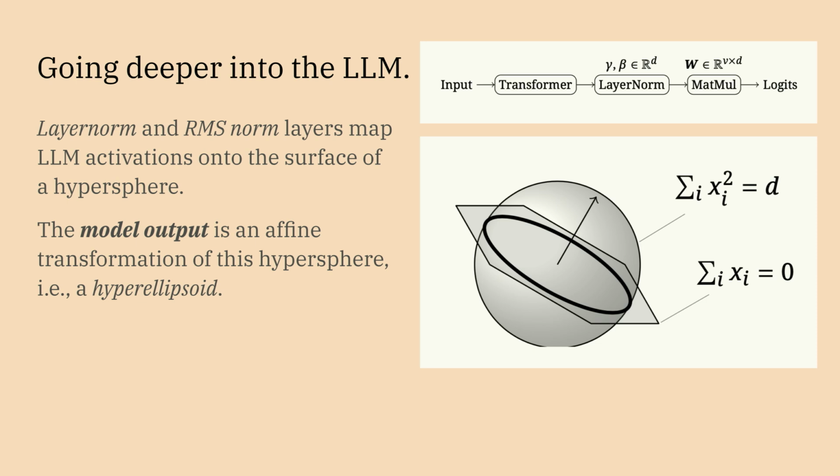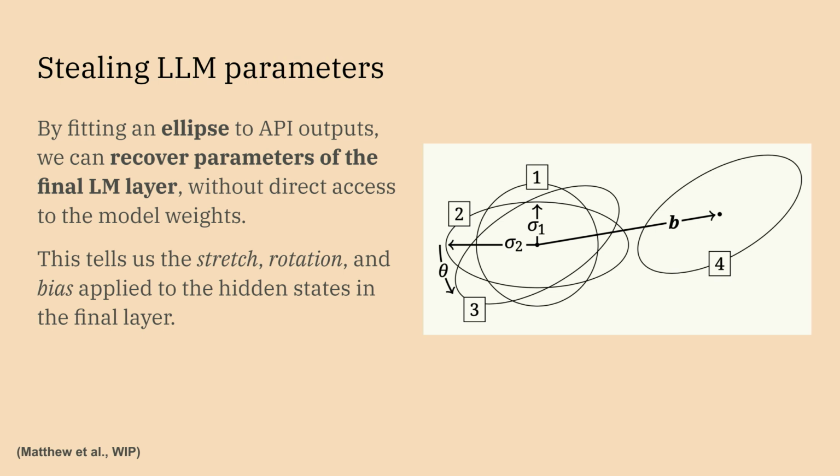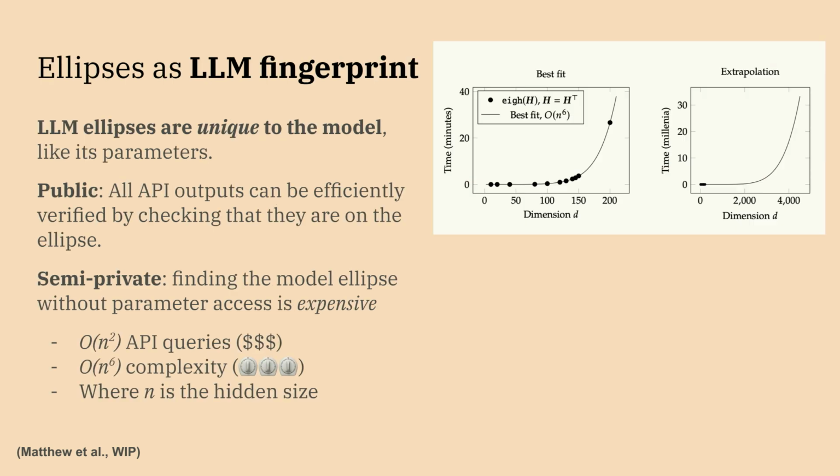So one set of results we found is that you can dig in more than just the language model head, just the last layer. You can dig into more internal layers of the model. We found that the model outputs actually sit on affine transformation hyperspheres, and that means you can use pretty computationally tractable algorithms to recover some hyperparameters of these affine transformation spheres. And then you can use that as what we call a language model fingerprint, right?